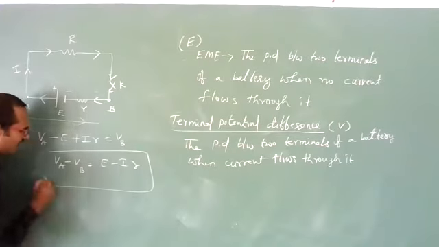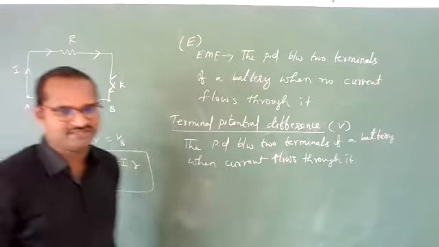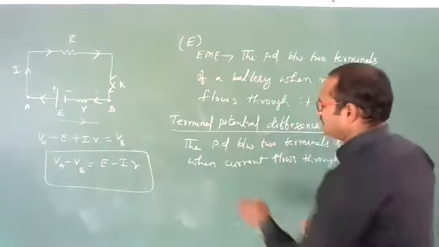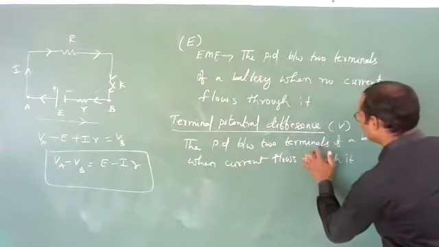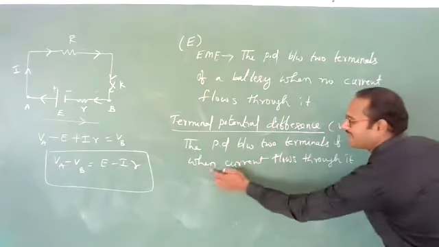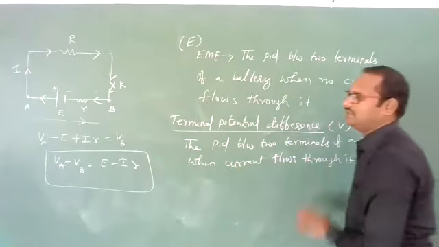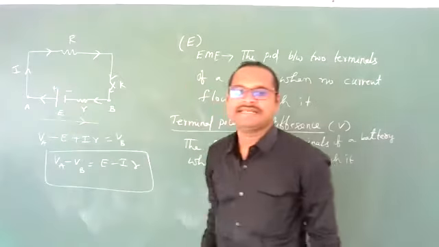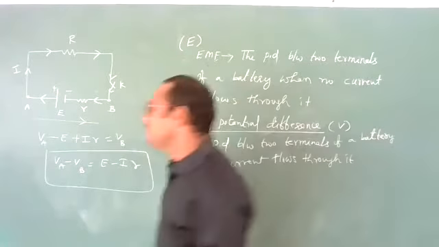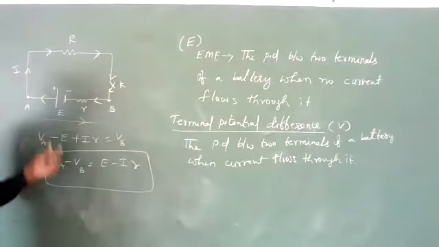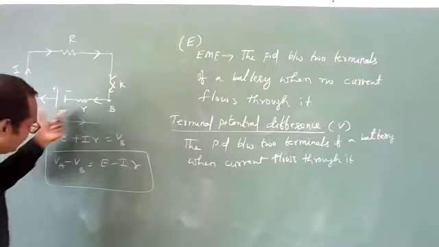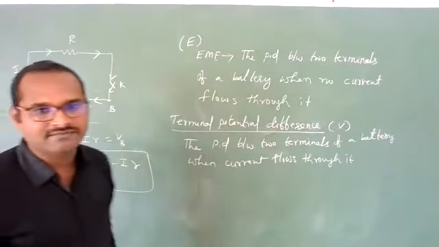This is called the terminal potential difference. It is the potential difference between the two terminals of a battery when current flows through it. Through this battery, when current flows, whatever potential difference is there between these two terminals is called the terminal potential difference.